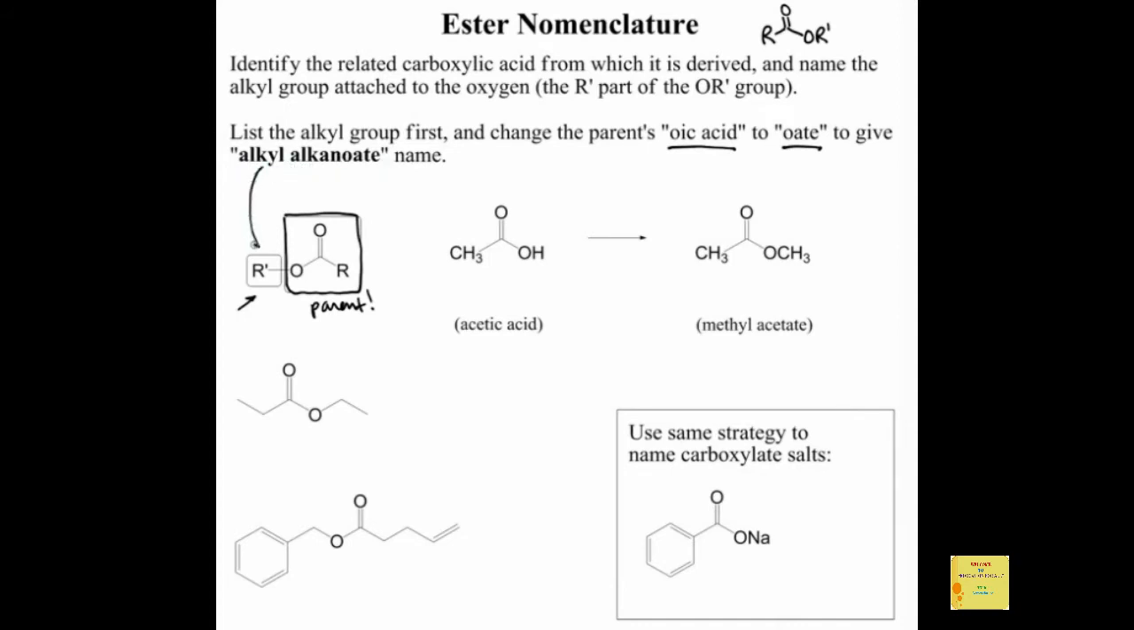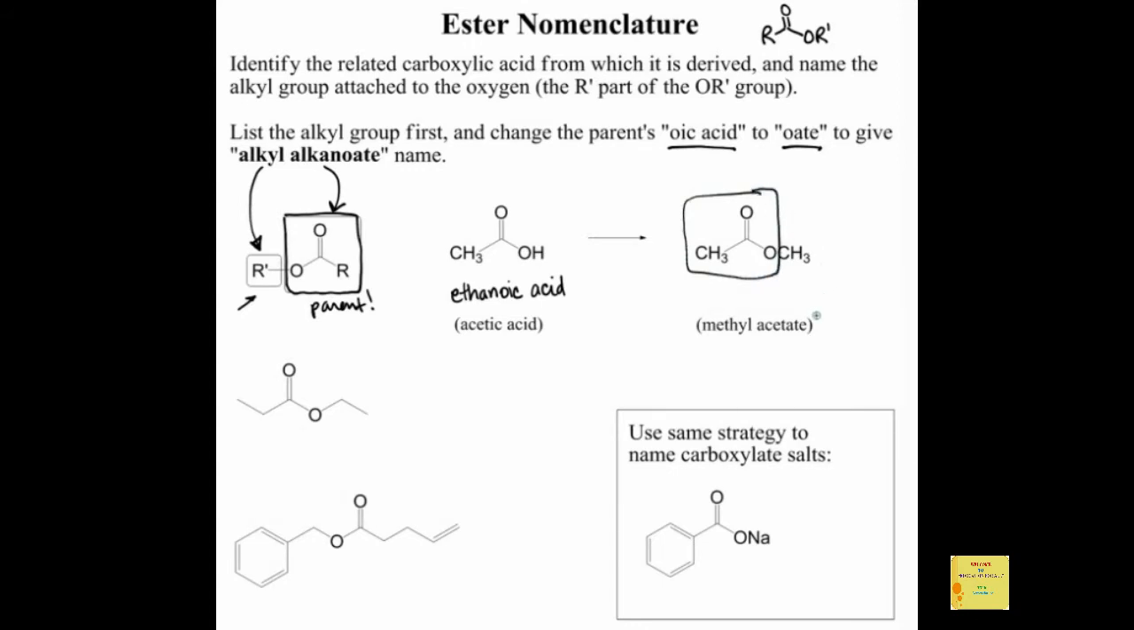The alkyl group is this part that's attached to the oxygen. The alkanoate is our parent, just like the alkanoic acid was. Now, that's a lot of words. Let's just look at some examples, and I think it'll make a lot more sense. So for example, this is acetic acid. We call that acetic acid. Its IUPAC name is ethanoic acid.